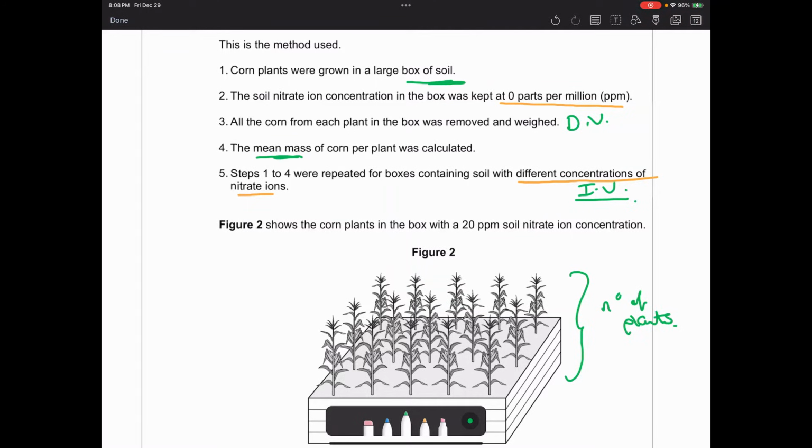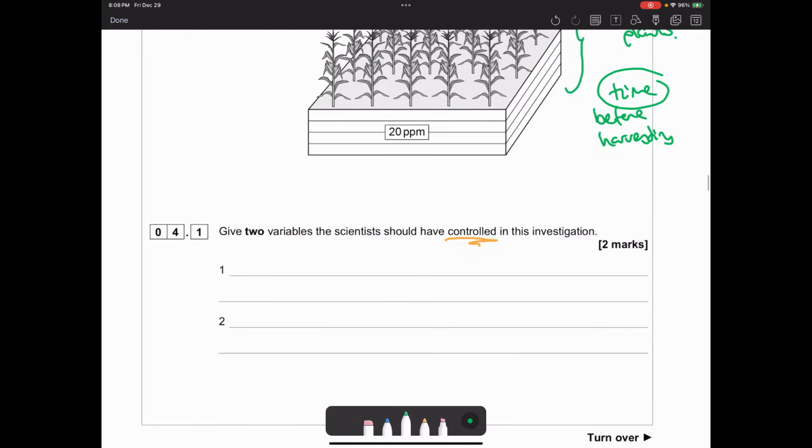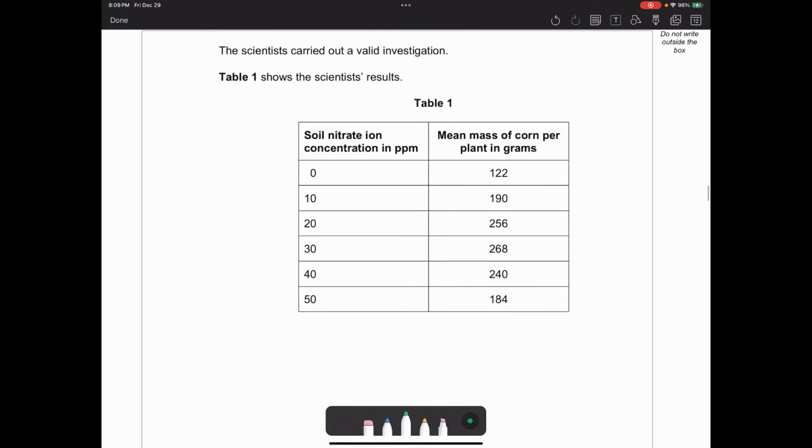Is it the same type of corn? And were they allowed exactly the same amount of time before harvesting? You can't just say time, but you have to say the time before it was harvested. So loads of different control variables, any 2 of them would get you 2 marks there.